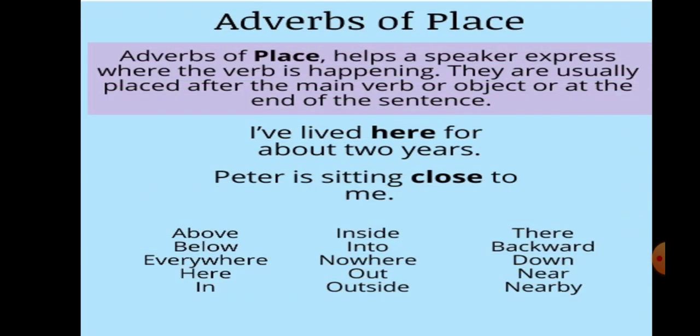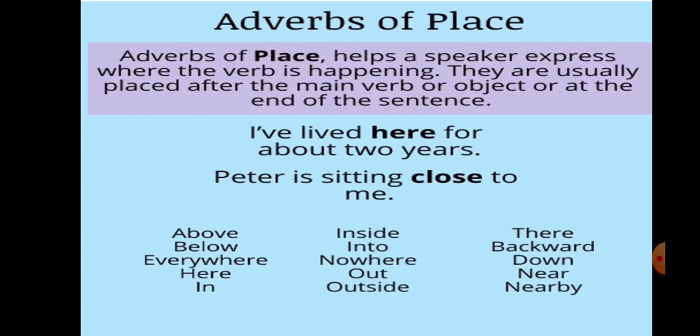Next is adverbs of place. What is adverbs of place? Adverbs of place help a speaker express where the verb is happening. They are usually placed after the main verb or object, or at the end of the sentence. They indicate where an action takes place. It answers the question where the action is done.